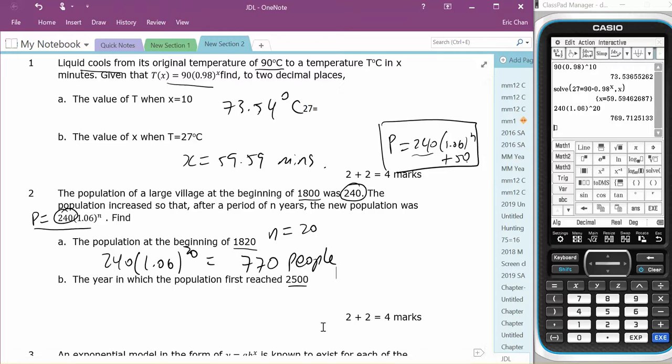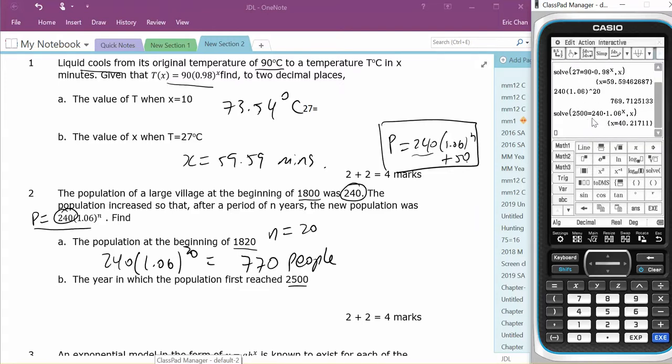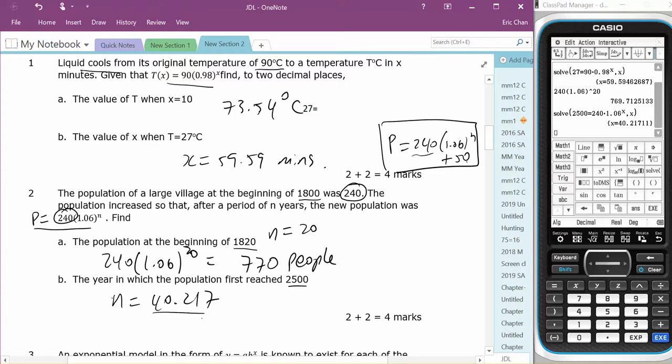In which year does the population first exceed 2,500? So you're going to sub in 2,500 for P, and you're solving for n, basically. Interactive and solve. I get 40.217, so n equals 40.217. Now we have to interpret that. So please don't write that as the answer.